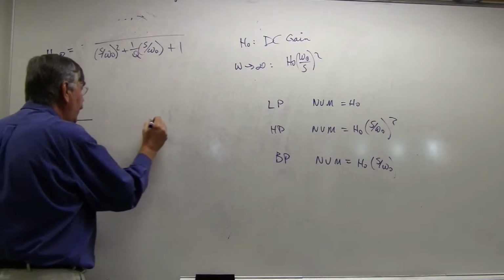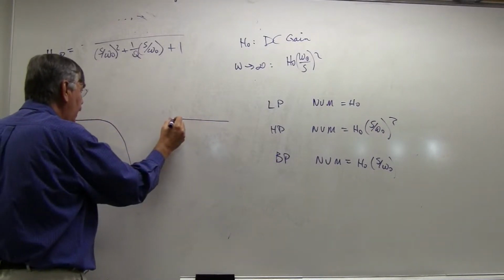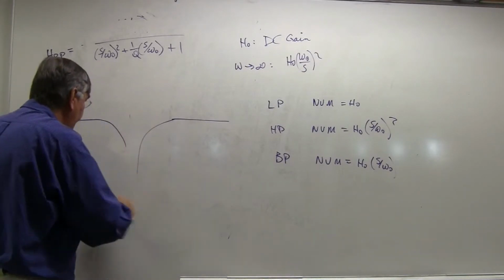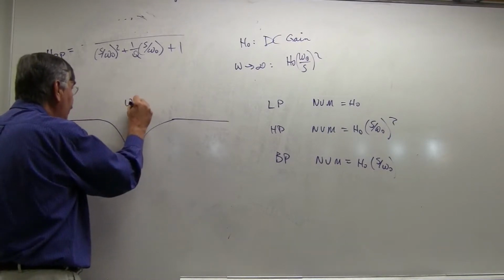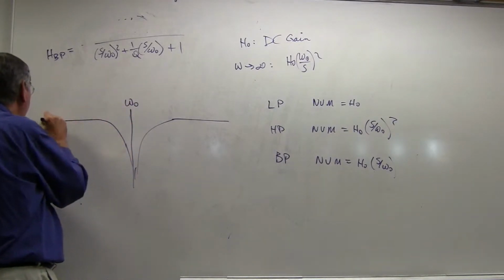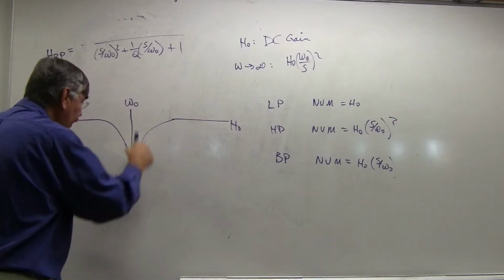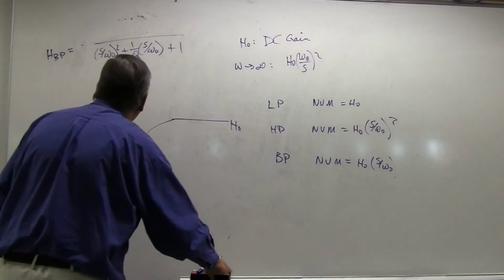At most frequencies, the gain is 1, and as we get close to omega naught, the gain is going to drop out. This is the frequency omega naught. This is some H0, and this is also going to be H0. And then the gain is going to essentially go to 0 at some frequency.